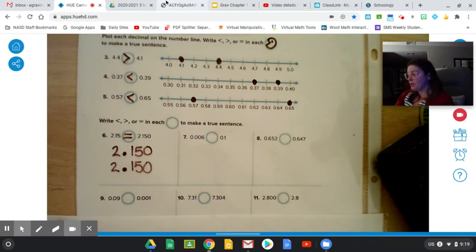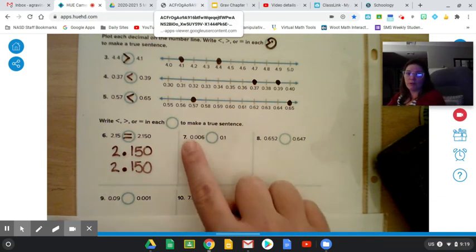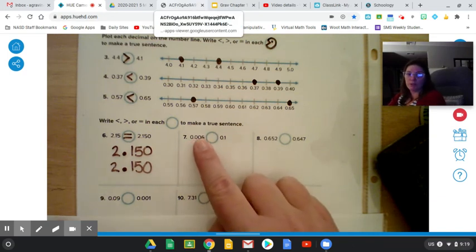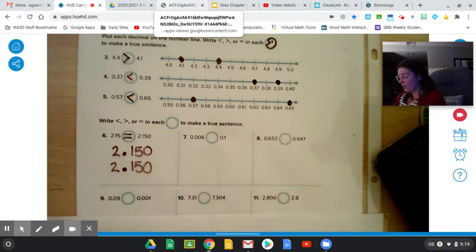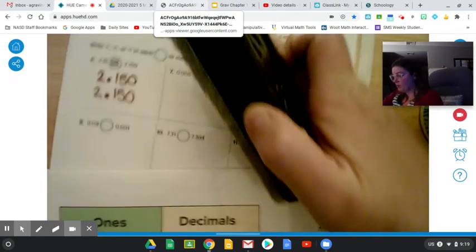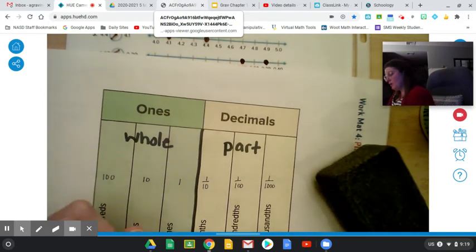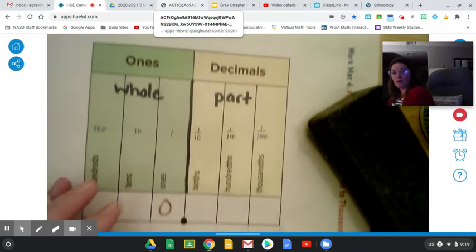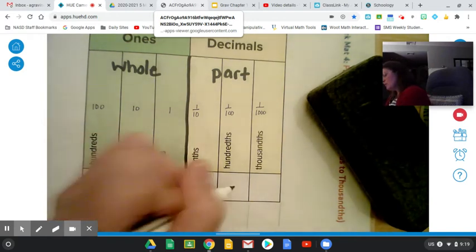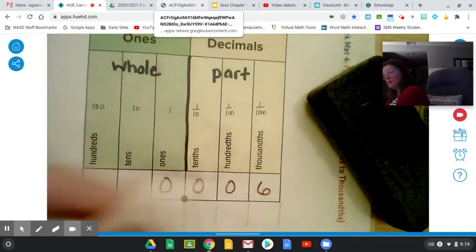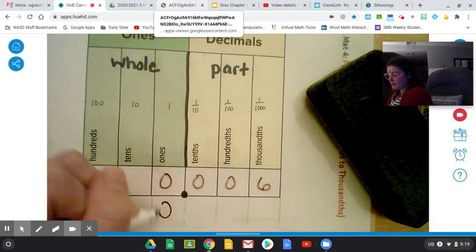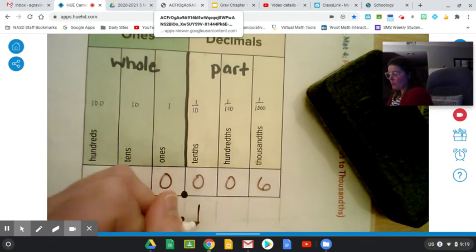All right, let's look at number 7. 0.006 compared with 0.1. If I put them on my place value chart, 0.006 and 0.1.